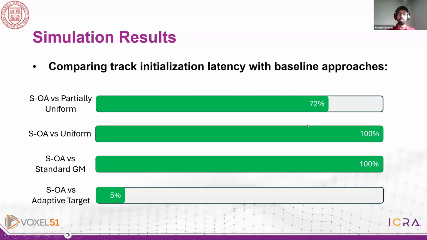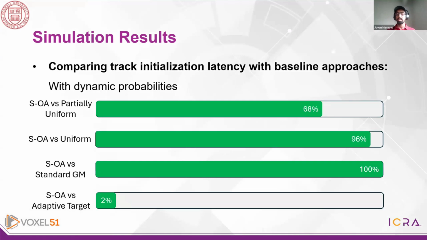Again, that is the partial uniform. And in all of the cases for the uniform and the standard GM-PhD. Against the adaptive, it performs better only in 5% of the cases. And like I said, that's because the adaptive model just starts tracking targets as you receive each measurement. And this doesn't consider false positives or noisy measurements. So that's why we see the adaptive target performs well over here.